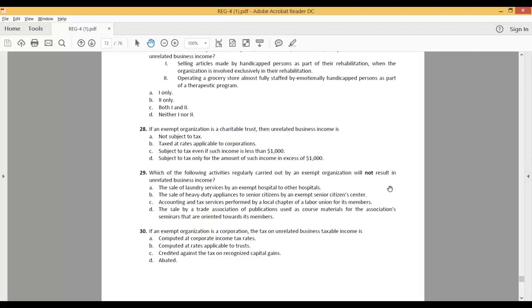Next, if an exempt organization is a corporation, the tax on unrelated business income is computed at corporate tax rates, computed at rates applicable to trusts, credited against the tax on recognized capital gains, or abated. Yes, that's fair and simple.